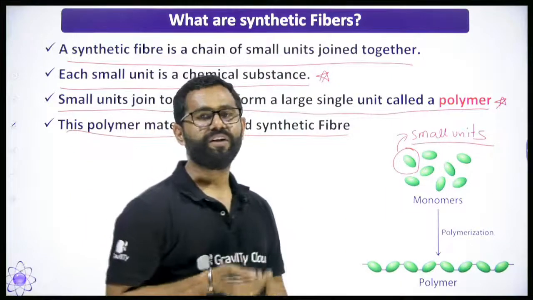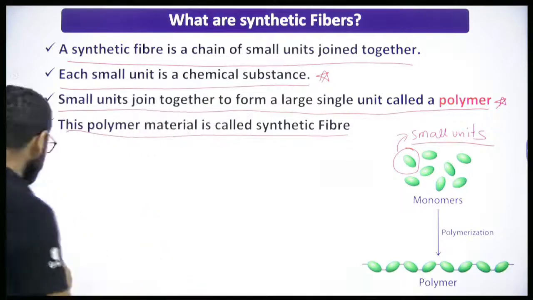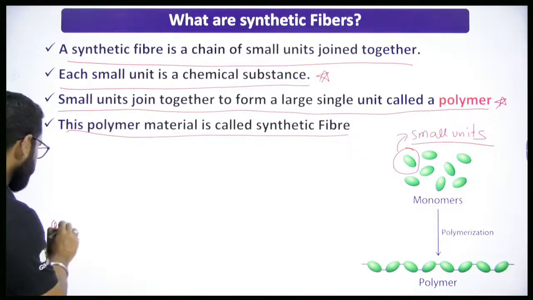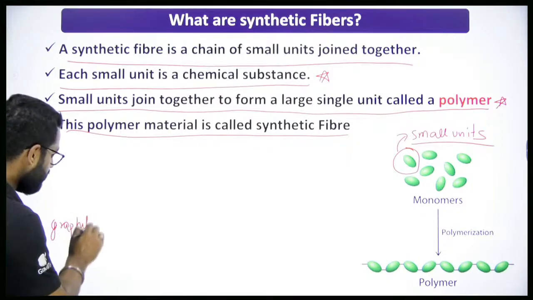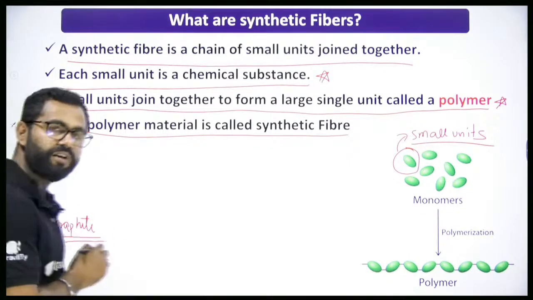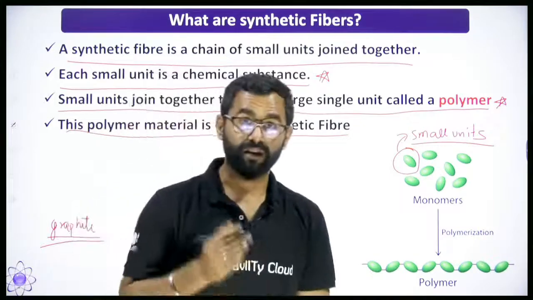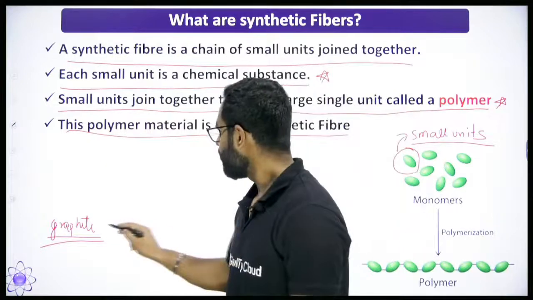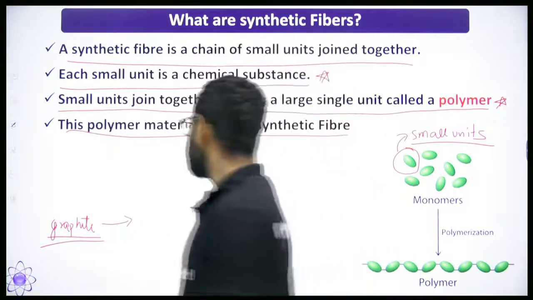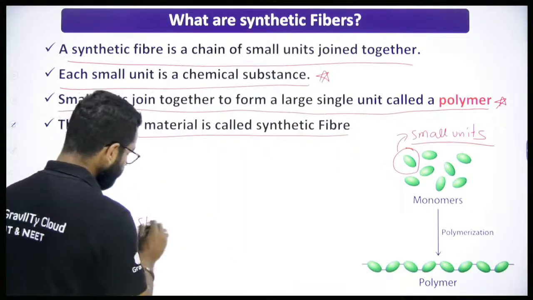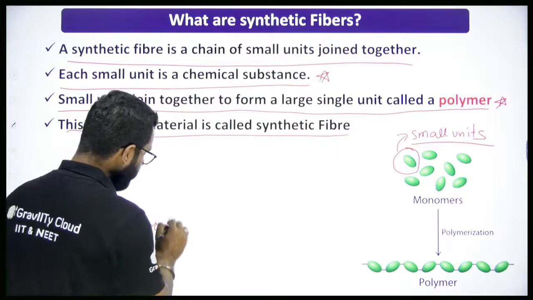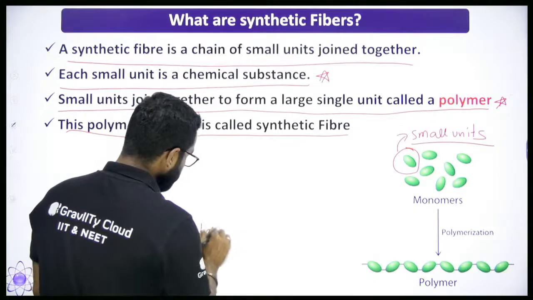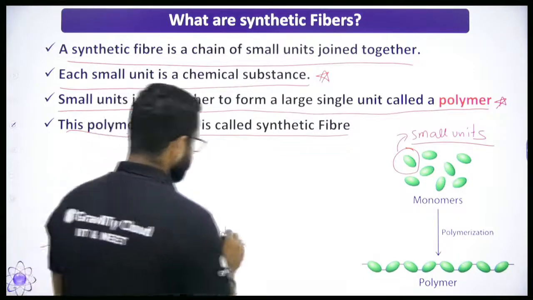Now for example, let's say graphite. Graphite is a substance, right? And graphite is made up of what? Graphite is made up of strongly interlinked carbon chains.